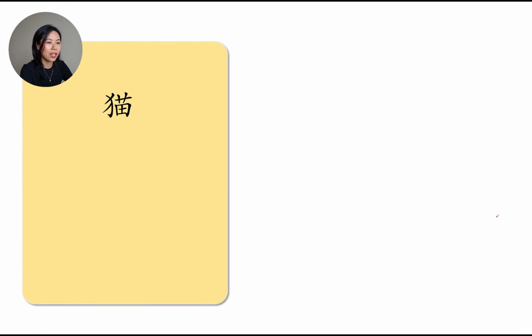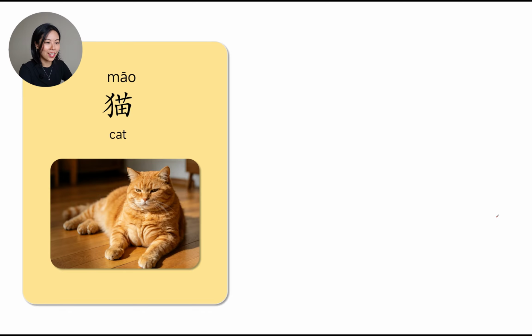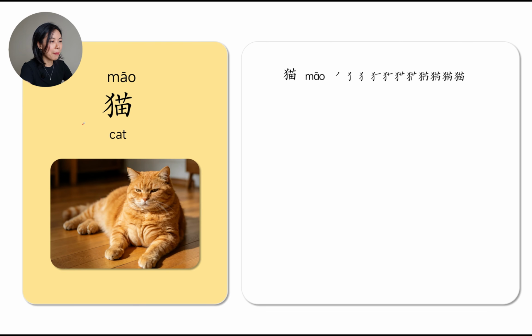猫 is cat. As you can see, 猫 shares the same radical as 狗, alright? Just like what we mentioned in the last page. Okay, let's learn how to write the 猫. 猫 1, 2, 3, 4, 5, 6, 7, 8, 9, 10, 11.